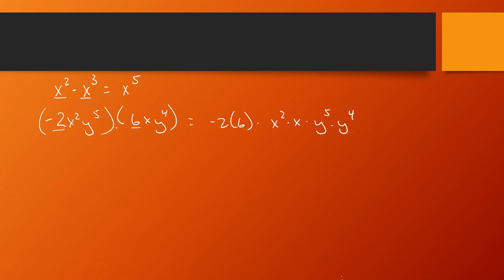Remember that multiplication is commutative, so I can change the order. So -12, add the powers. There's an understood x to the first power on this one. So when you have just an x, don't forget to add it in as a single power. So 2 plus 1 is 3. 5 plus 4 is 9. So that's my final answer there. Okay, try this one on your own, and then come back to the video.